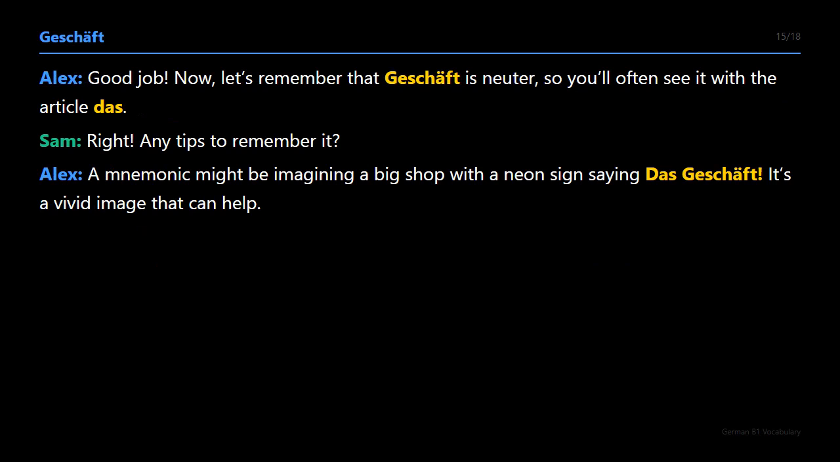Now, let's remember that Geschäft is neuter, so you'll often see it with the article "das". Right. Any tips to remember it? A mnemonic might be imagining a big shop with a neon sign saying, "Das Geschäft." It's a vivid image that can help.